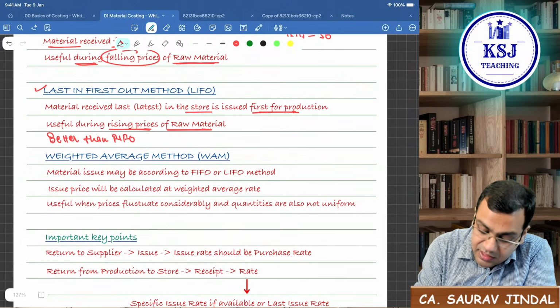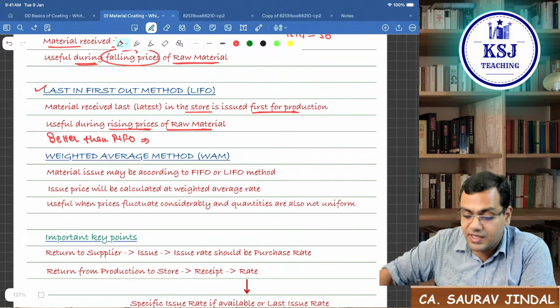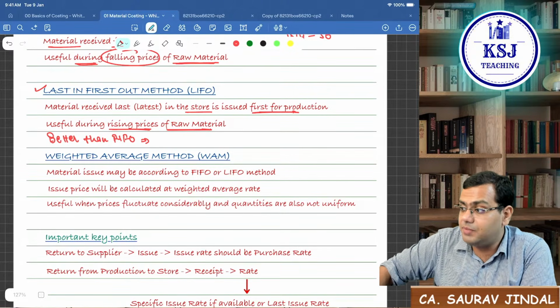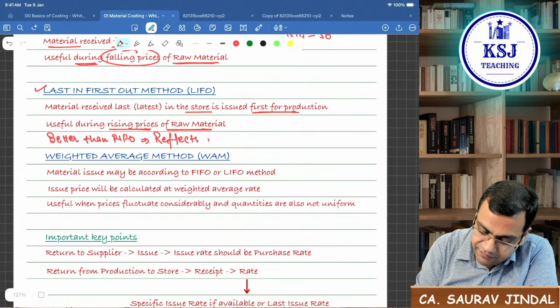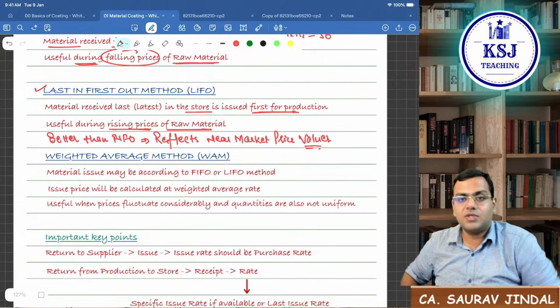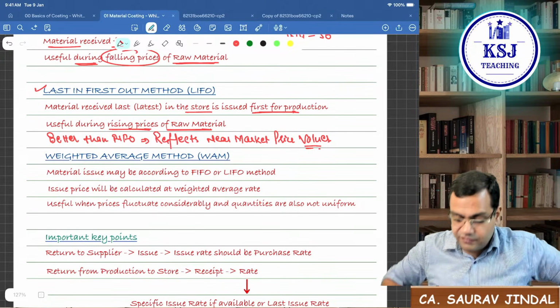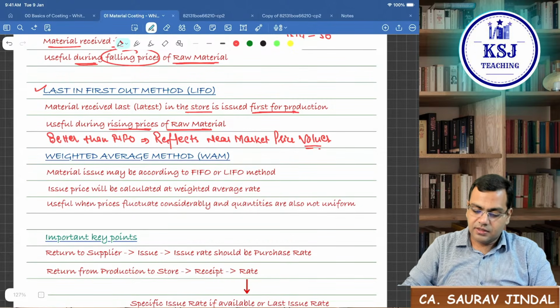If they ask you whether the LIFO method is better or the FIFO method is better, we can say the LIFO method is better than the FIFO method. Why? Because it reflects near market price values, right? That is why this method is better than the FIFO method, right?